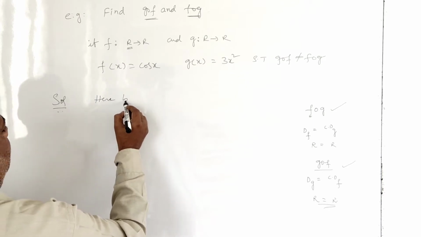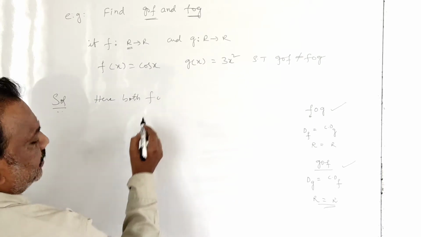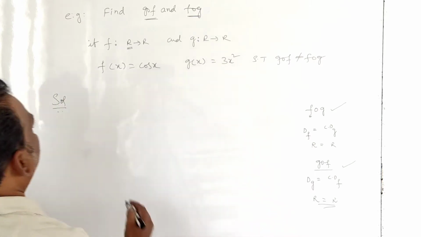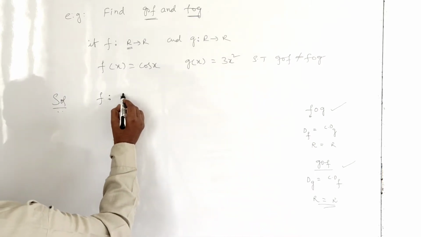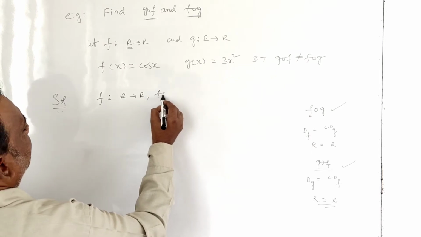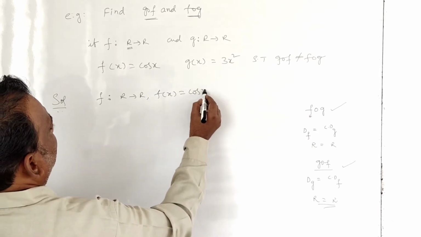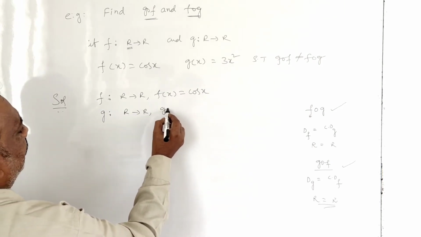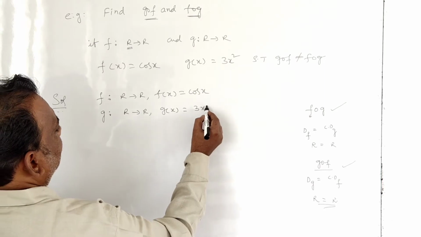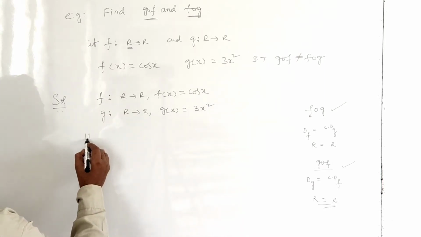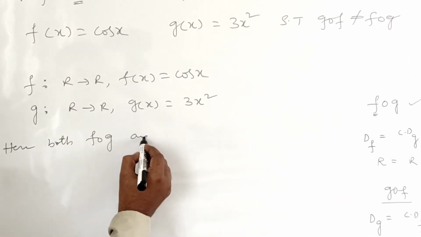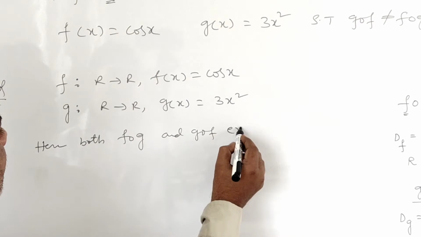So you can solve the problem like here. F is a mapping from R to R and F of x is equal to cos x. This is the given function. Another function, G is a mapping from R to R, G of x is equal to 3x square. So here both F circle G and G circle F exist.